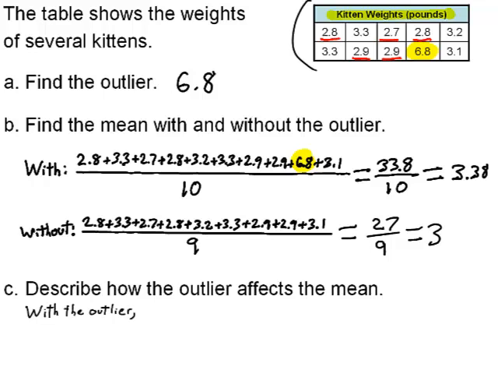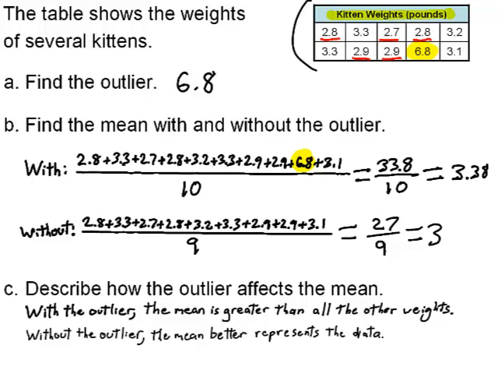You should notice that with the outlier, the mean is greater than all the other weights. That is, all the other weights except for the outlier itself, 6 8/10. Without the outlier, the mean better represents the data.